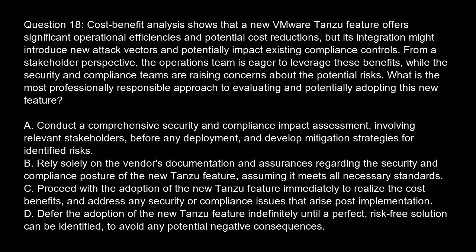Option A. Conduct a comprehensive security and compliance impact assessment involving relevant stakeholders before any deployment and develop mitigation strategies for identified risks. Option B. Rely solely on the vendor's documentation and assurances regarding the security and compliance posture of the new Tanzu feature, assuming it meets all necessary standards. Option C. Proceed with the adoption of the new Tanzu feature immediately to realize the cost benefits and address any security or compliance issues that arise post-implementation. Option D. Defer the adoption of the new Tanzu feature indefinitely until a perfect, risk-free solution can be identified to avoid any potential negative consequences.